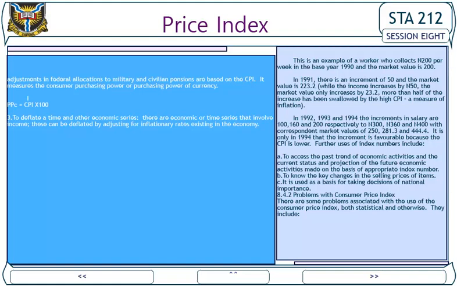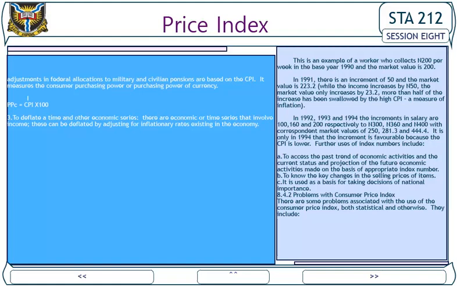In 1992, 1993, and 1994, the increments in salary are 100, 160, and 200 respectively, to 300, 360, and 400 naira, with corresponding market values of 250, 281.3, and 444.4. It is only in 1994 that the increment is favorable because the CPI is lower.